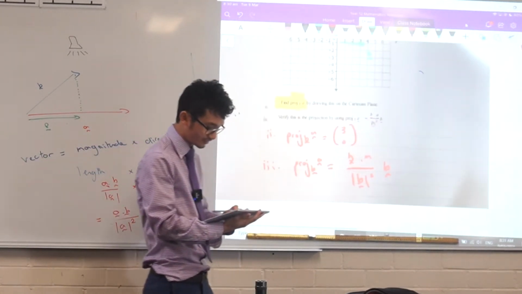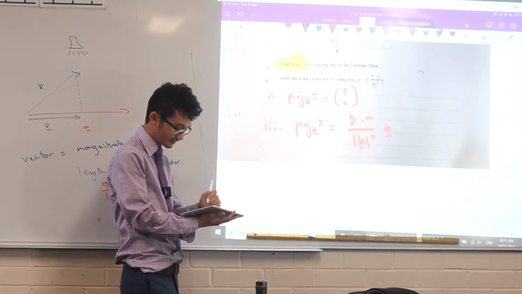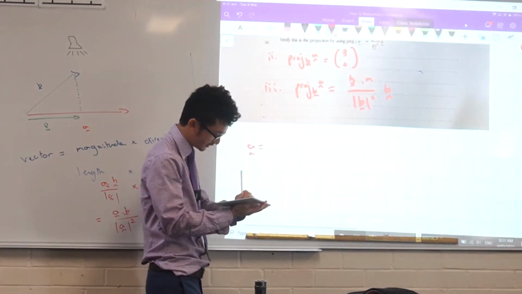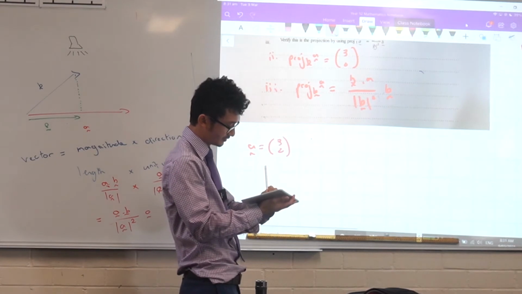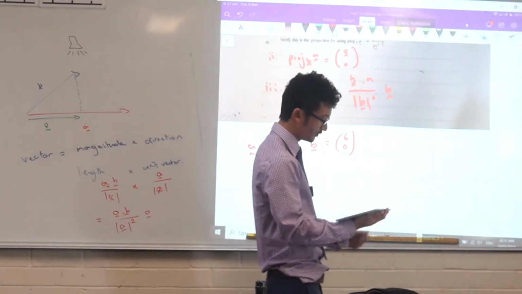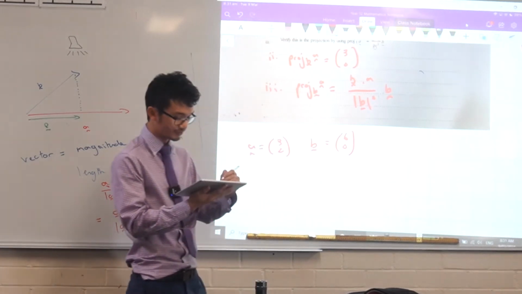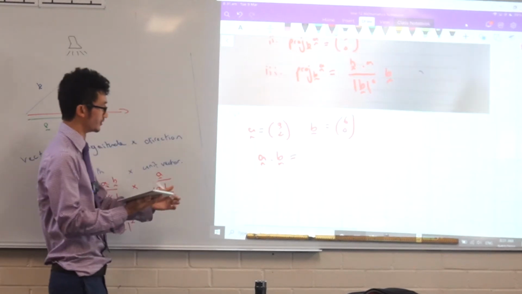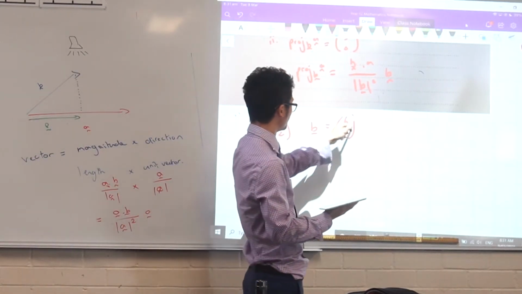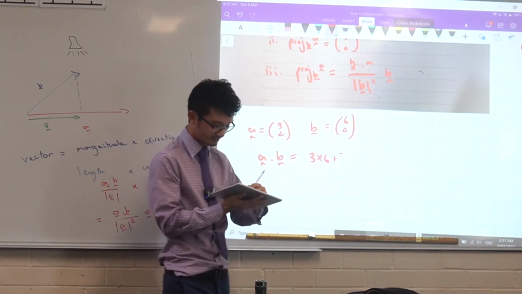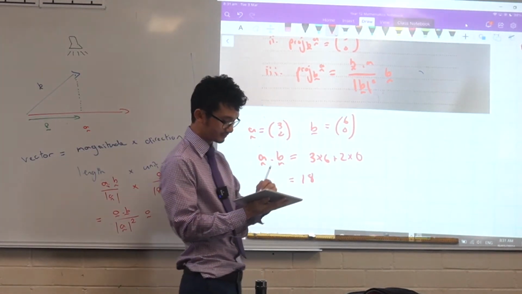But let's work this out. So let's write our vectors down over here. What were they? They were 3, 2, and 6, 0, was it? 6, 0, all right? So let's find our components and then put them together. So I've got A dot B, that's our dot product, and we're good at doing that. That's going to be our X components multiplied together, plus our Y components multiplied together. So that's 18.